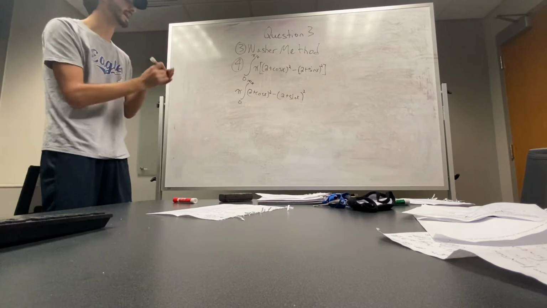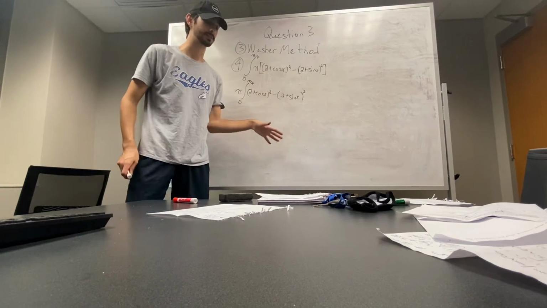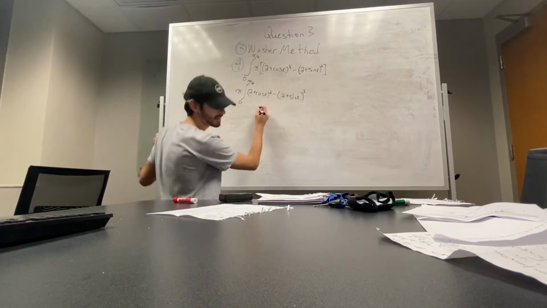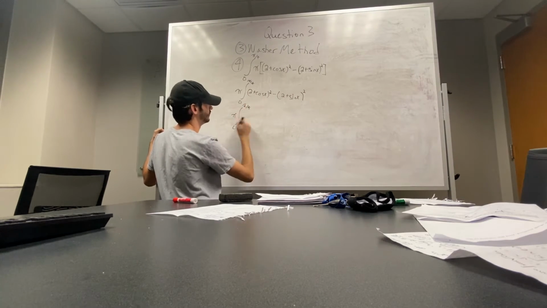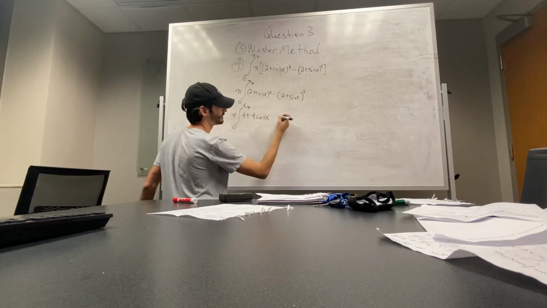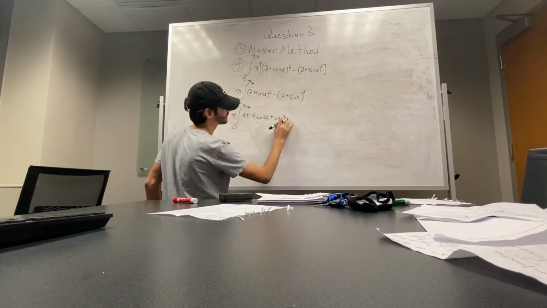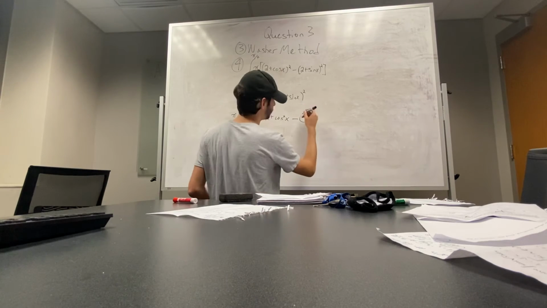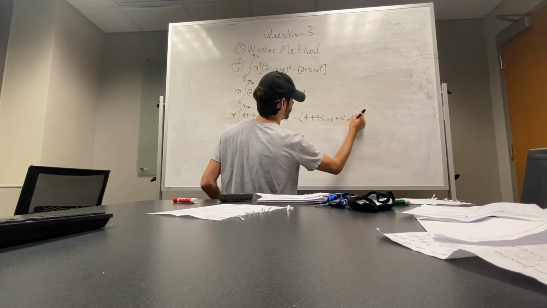Okay, now we have an integral, but it looks really ugly, so what we need to do is simplify it. So what we're going to do is distribute both of these. In doing that, it gives us 4 plus 4 cosine x plus cosine squared x, minus, we're going to put this in parentheses, 4 plus 4 sine x plus sine squared x.